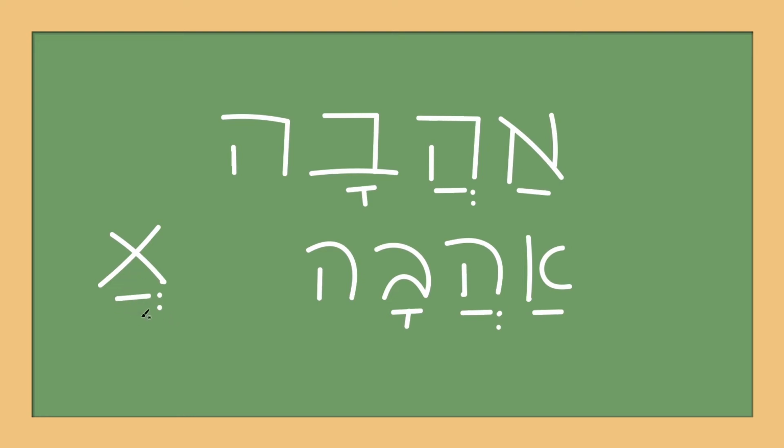Typically, this vowel sign will be under guttural letters. But the only thing that you should be concerned about is the appearance. So here before us we have the three A vowel signs. This is a patach, A, this is a chataf patach, A, and this is the kamatz A. No difference whatsoever in pronunciation, only in their appearance.